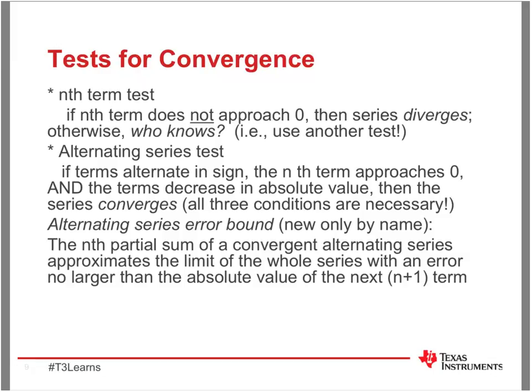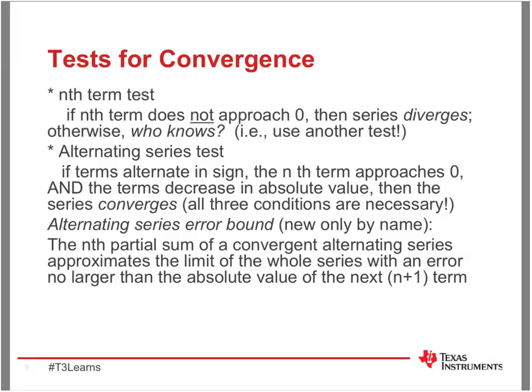Alternating series test is a very nice one because it's, I think, one of the simplest ones to apply. So if you have terms that alternate in sign and the nth term approaches 0, and the terms decrease in absolute value, then that series converges. All 3 of those conditions are really important to have, and so you can actually create counterexamples if you violate any one of those.